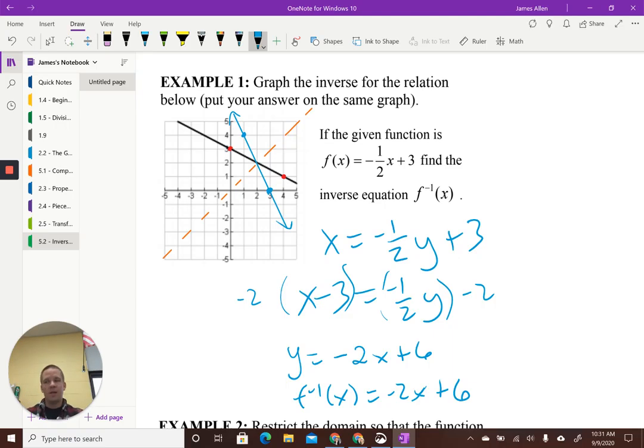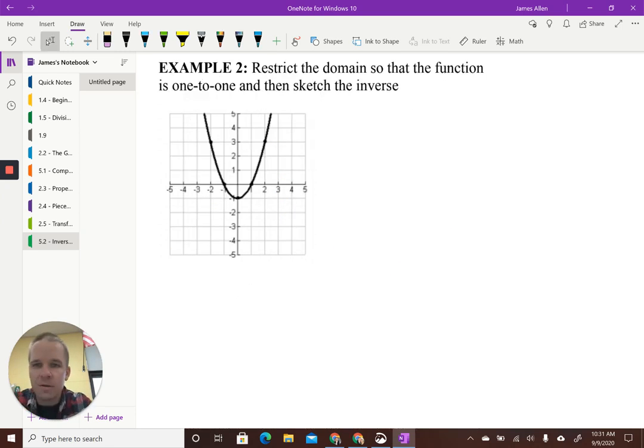I like it. That's it. That's all we're asking for there. We've got our graph, and we've got our inverse equation. First example done. Beautiful. As I already alluded to, we're going to have to restrict the domain. Look at the first part of these directions. Restrict the domain so the function is 1-to-1, and then sketch the inverse. We don't even have to write the equation on this one.